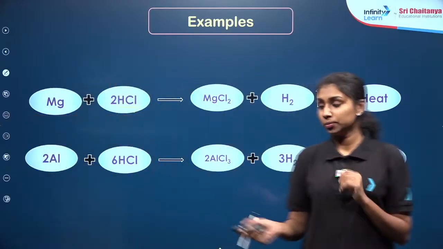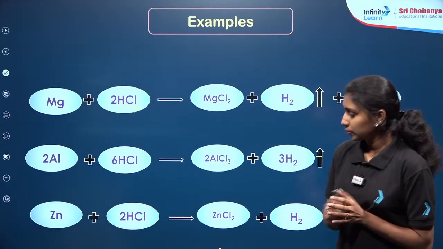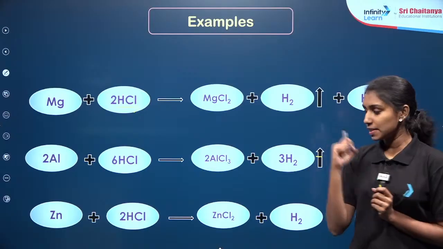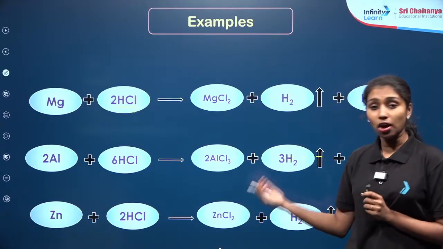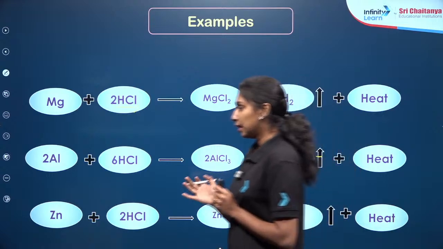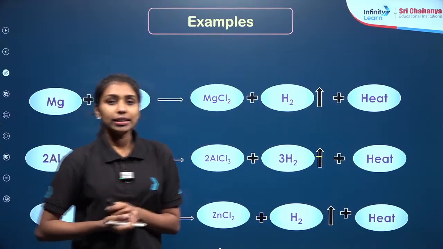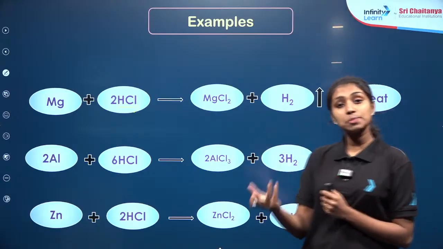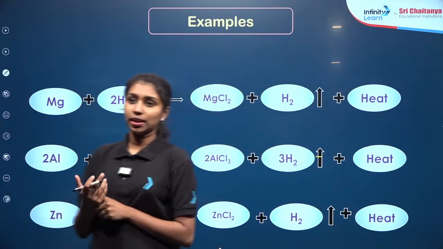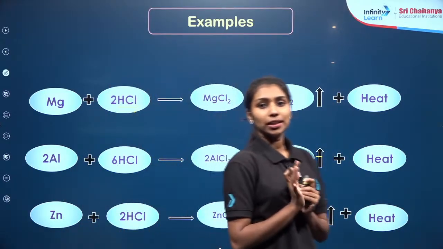So you need to balance all the reactions here. Then next one, zinc. Zinc plus HCl, I will get the product as ZnCl2. ZnCl2 means zinc chloride, plus hydrogen plus heat. I hope you understand. Now you may get the confusion: why are we only using HCl? Is it possible to react with H2SO4? Is it possible?